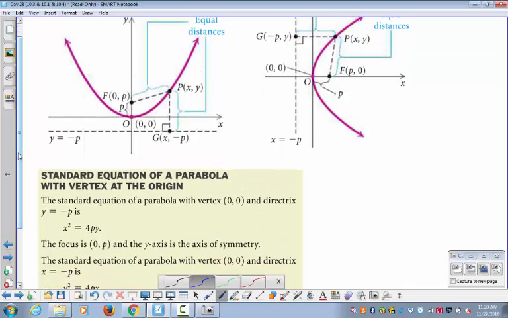The distance from the focus to the vertex will be called P. And that distance is the same distance from the vertex to the directrix. So P is there and P is there. Same over here. That distance is P, that distance is P. If P is positive, your parabola opens up or right.